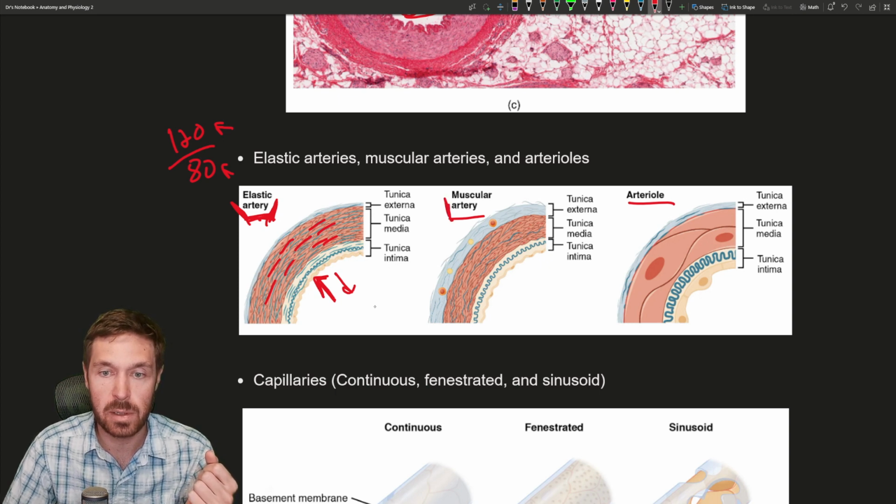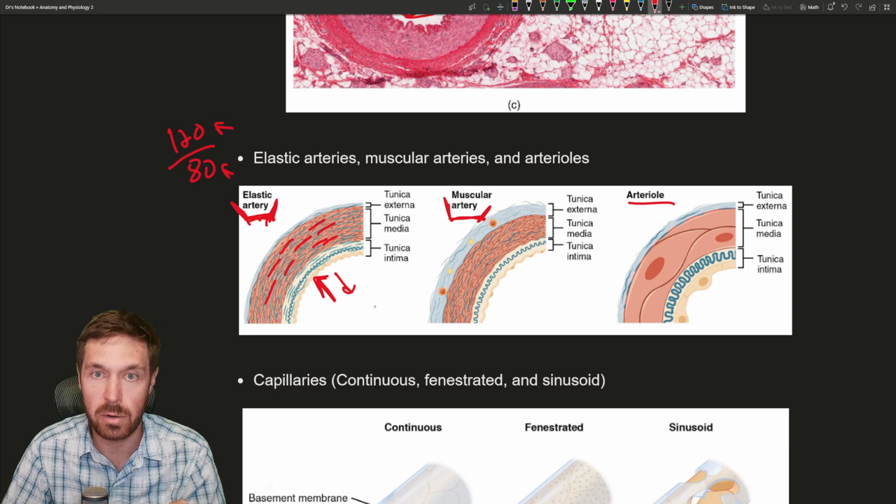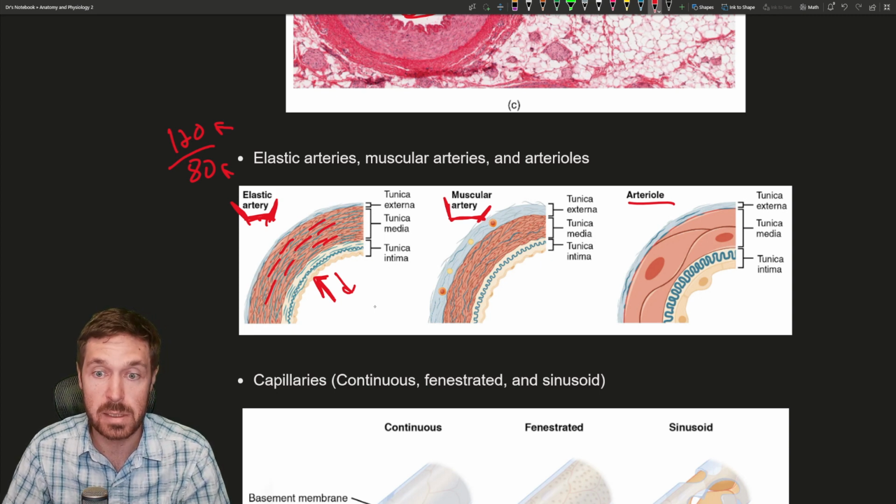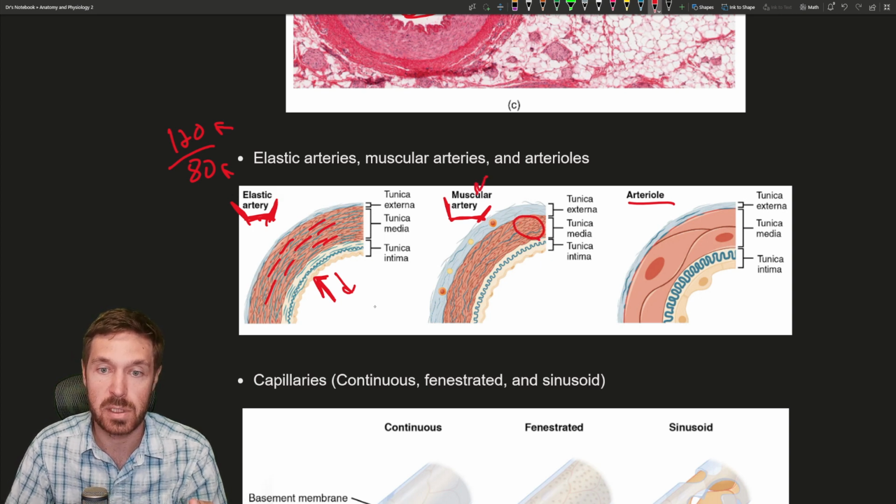And then we get to the muscular arteries. The muscular arteries here are also known as the distributing arteries because they help distribute blood to where it needs to go. So it has lots of smooth muscle, hence muscular arteries.